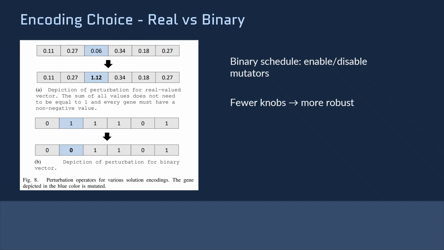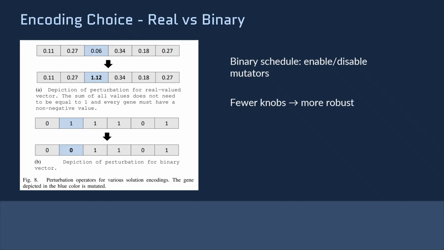One of Darwin's most important design decisions is how we actually represent a mutation schedule within the system. So the first option is a real valued vector where each mutator has a weight to it, and you can add Gaussian noise to tweak it in relation to the other mutators. So it's very flexible, but it requires fine-tuning of parameters, like for example, how strongly should we tweak each mutator in comparison to the other mutators.